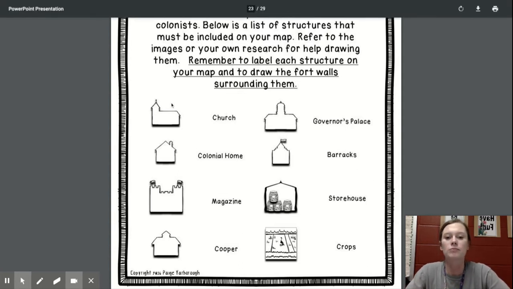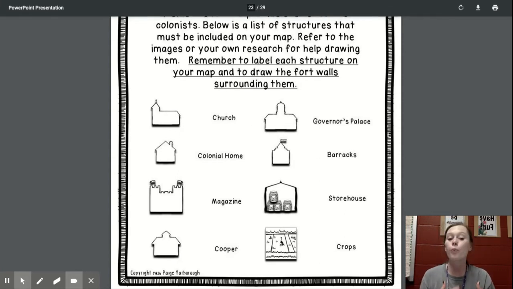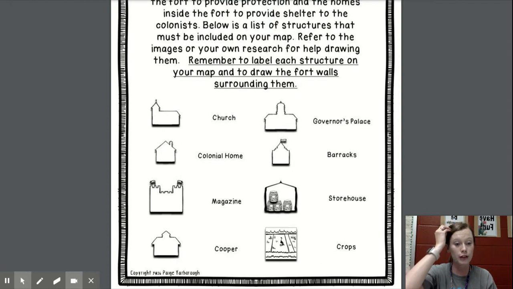Let's go through what each of the places are. A church. Again, remember, one of the reasons that people came to the New World was for freedom of religion, and so they would gather and practice their religion. So you're going to want a church in your colony, simply because that was a focal point of colonies back then. You're going to need homes for your colonists.